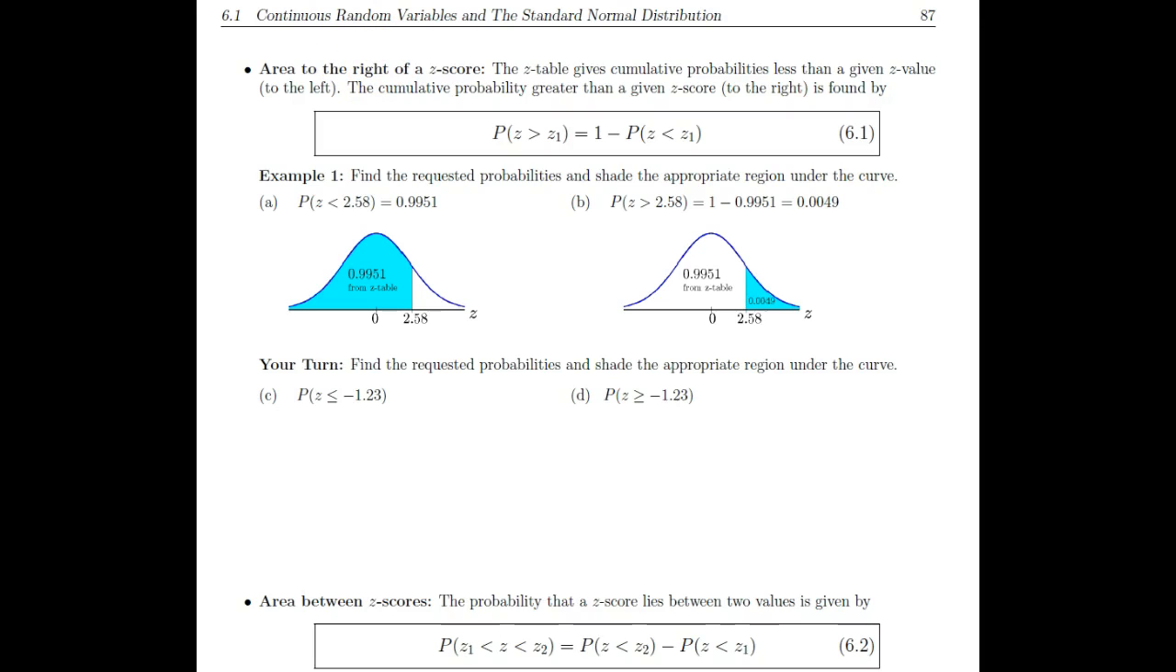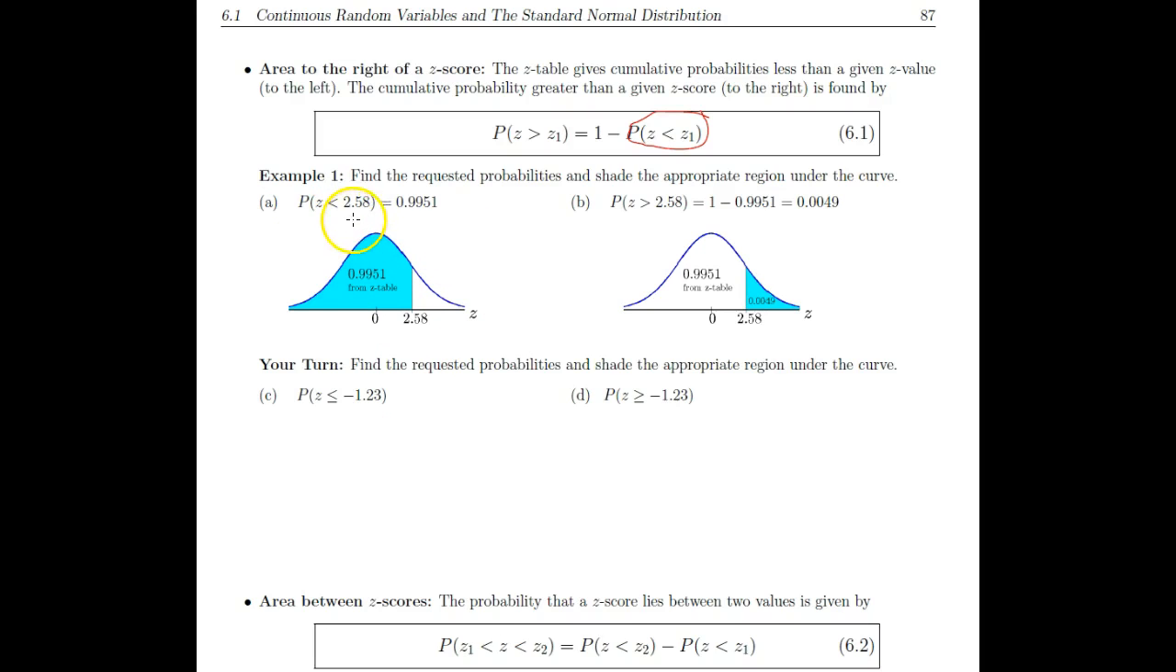all you do is look up that value in the table. Now to find the area to the right of a z-score, say if you're trying to find z is greater than some z-score, which is what this kind of confusing notation right over here represents, you look up the value in the table and you subtract it from 1. Okay? So let's go on to example 1 and do these together.